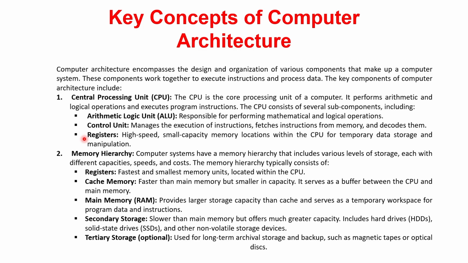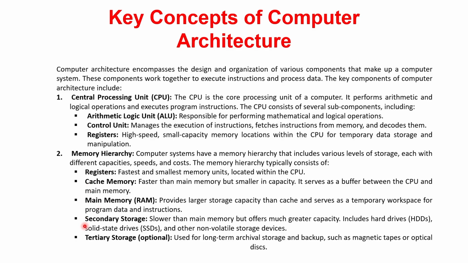memory hierarchy. Computer systems have a memory hierarchy that includes various levels of storage, each with different capacity, speed, and cost. So at the top, registers are the fastest and smallest, located within the CPU. Okay. Next is the cache memory. Cache is faster than main memory but smaller in capacity. It serves as a buffer between the CPU and main memory, storing frequently used data for quick access, like whenever any program is being executed, that sits in the main memory.